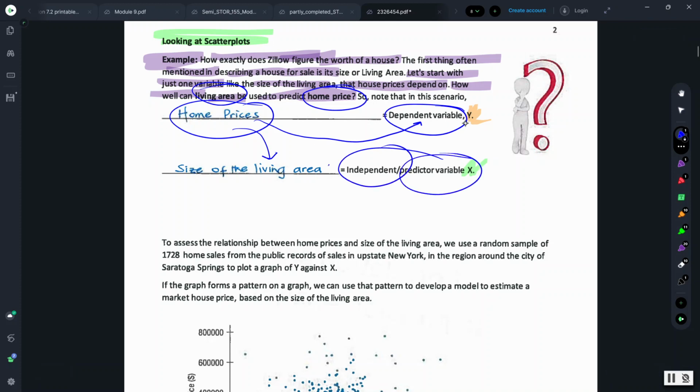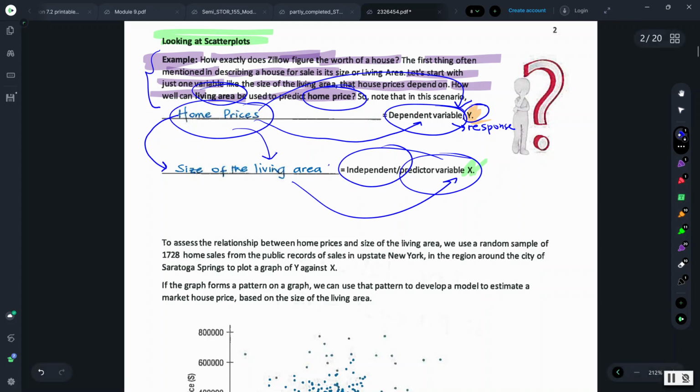In some other contexts, the dependent variable is also called the response variable. So as far as the scenario described in this example is concerned, home prices depend on the size of the living area. So home prices is assigned the role of the dependent variable and the placeholder for it is y. Whereas the size of the living area that the home prices depend on would be your predictor or independent variable.